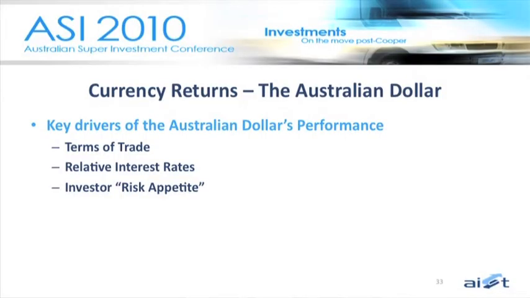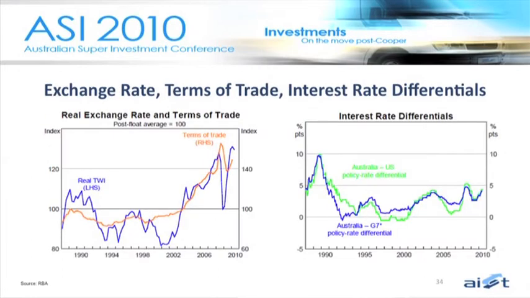Just finally, looking at the Australian dollar, what have been the drivers of the Australian dollar? Well, of course, a lot of them are related to the issues we've already been looking at. There's been a very close positive correlation between the currency and the terms of trade. So this graph here looks at the real trade-weighted index. So that's an index of our major trading partners taking account of inflation. There's a reasonably strong relationship between that and the terms of trade.